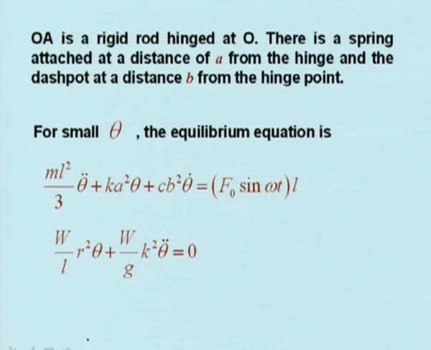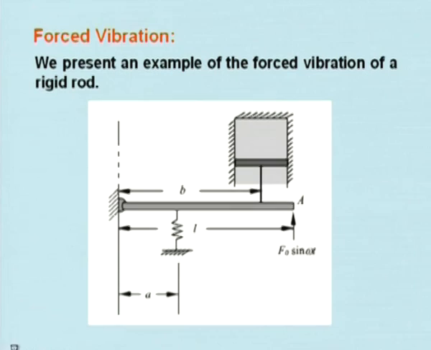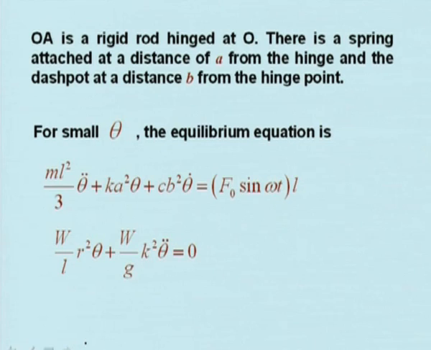Here OA is a rigid rod hinged at O. There is a spring attached at a distance of a from the hinge, and the dashpot at a distance b from the hinge point. For small theta, the equilibrium equation is ml square by 3 theta double dot plus ka square theta.